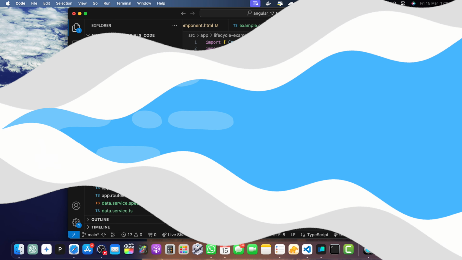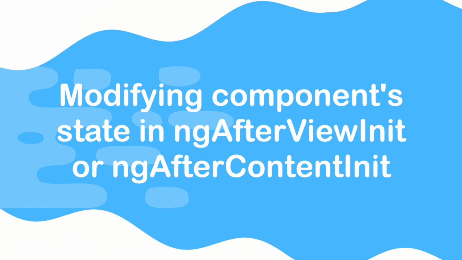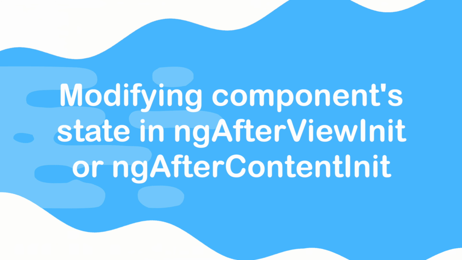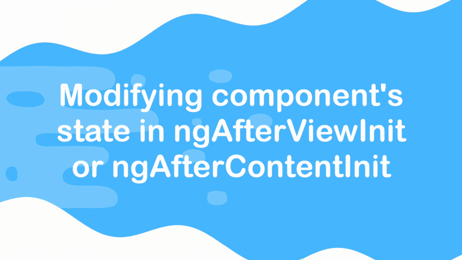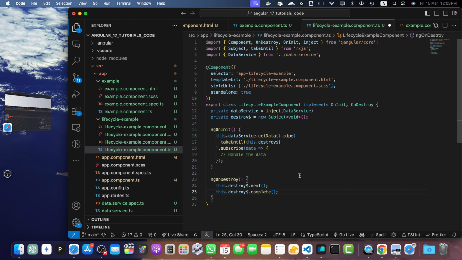Next mistake is modifying component state in ngAfterViewInit or ngAfterContentInit. Modifying component state in ngAfterViewInit or ngAfterContentInit can lead to unexpected behavior and infinite loops. These hooks are intended for accessing and manipulating view or content elements, not for modifying component properties.